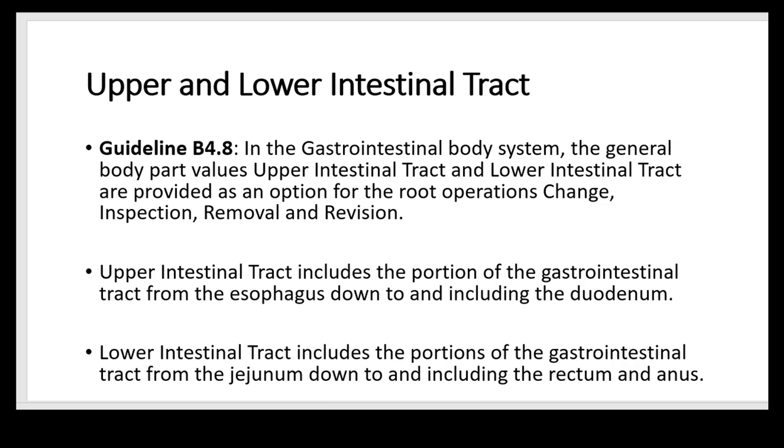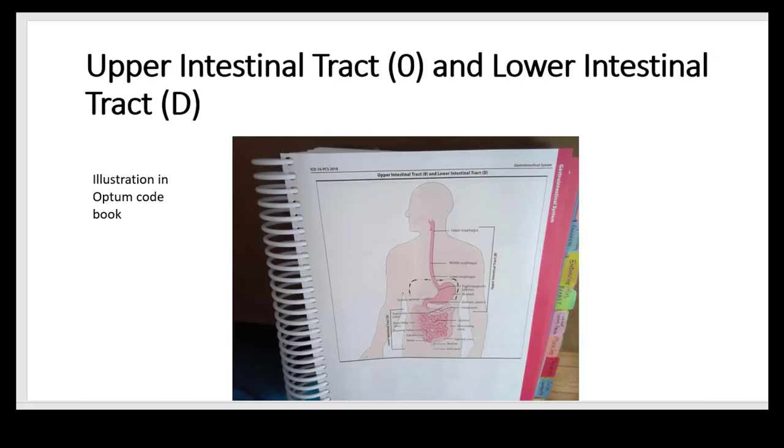Upper and lower intestinal tract, guideline B4.8, tells us how this breaks out. The upper intestinal tract and the lower intestinal tract, there are certain parts of the GI system that go into those terms, and this is provided as an option for only certain root operations: change, inspection, removal, and revision. Also be aware that there is an illustration in your code book. I have Optum, so this is the illustration out of my code book, but all of you have illustrations, I'm sure, of how that works.